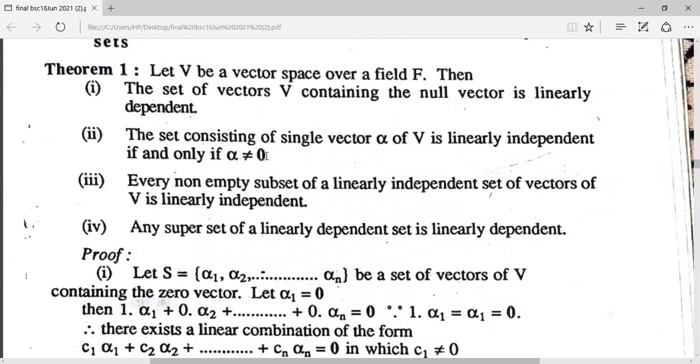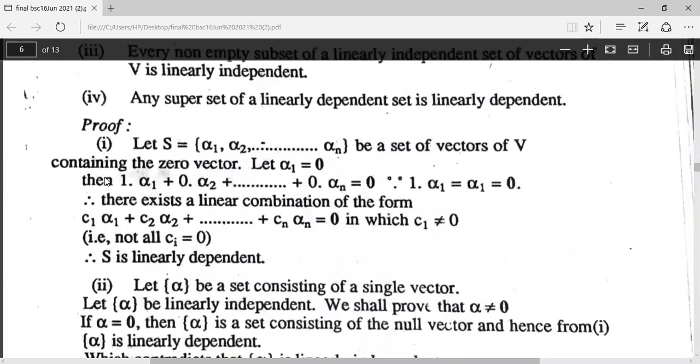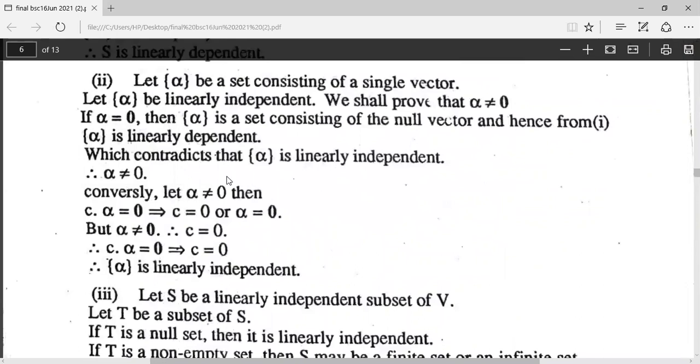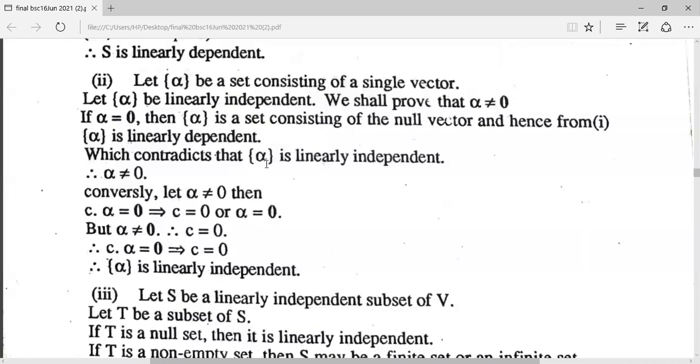The converse is there. What is the converse? Suppose alpha is not 0; what I have to prove is that the set consisting of the single vector alpha is linearly independent. Let us prove the converse now. Conversely, suppose alpha is not equal to 0. Then what I have to prove is that the set alpha is linearly independent. That I have to prove now.